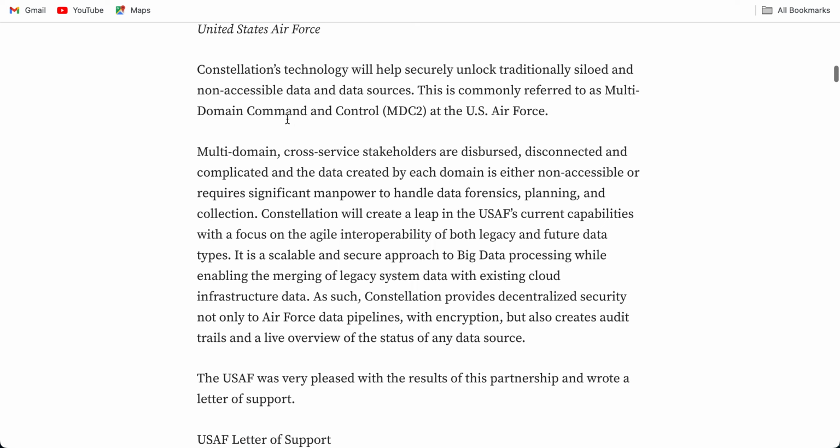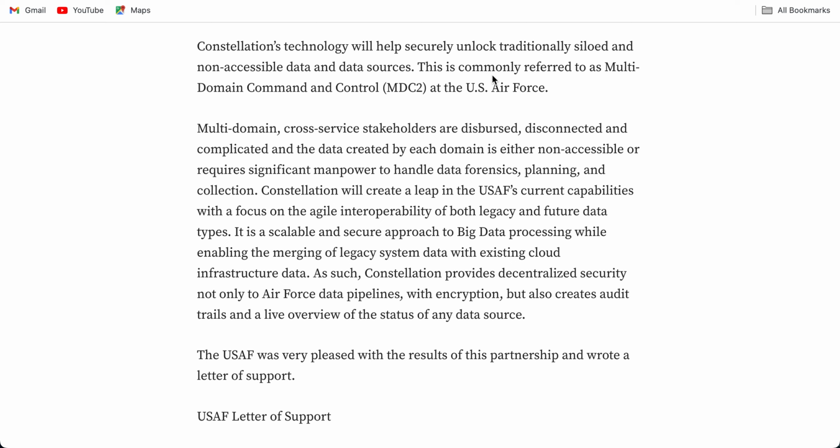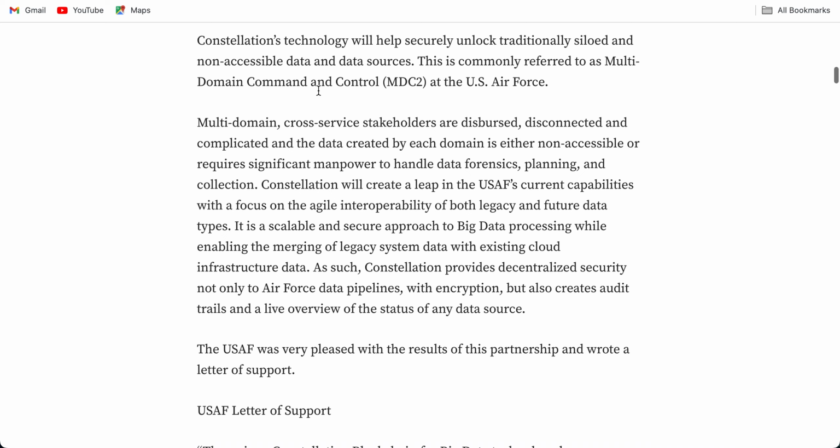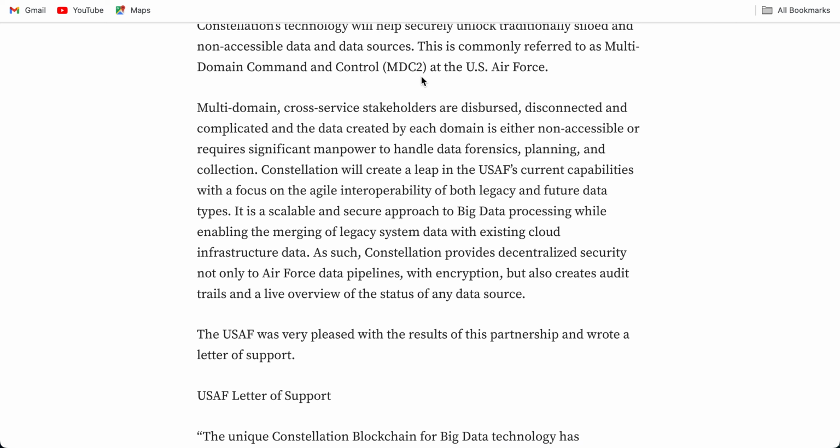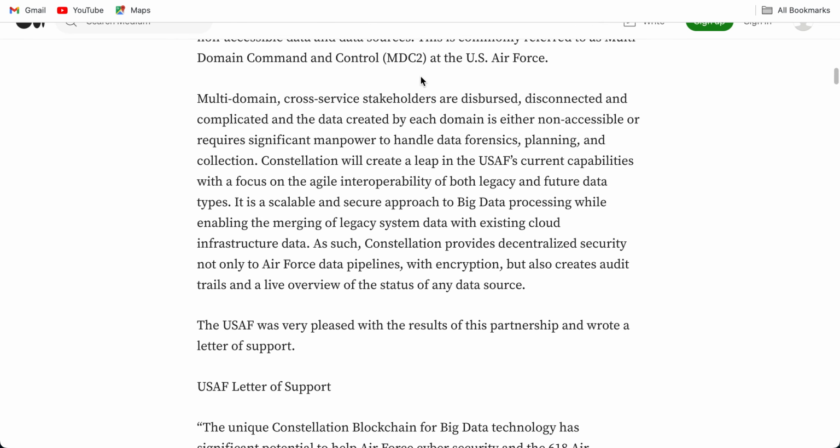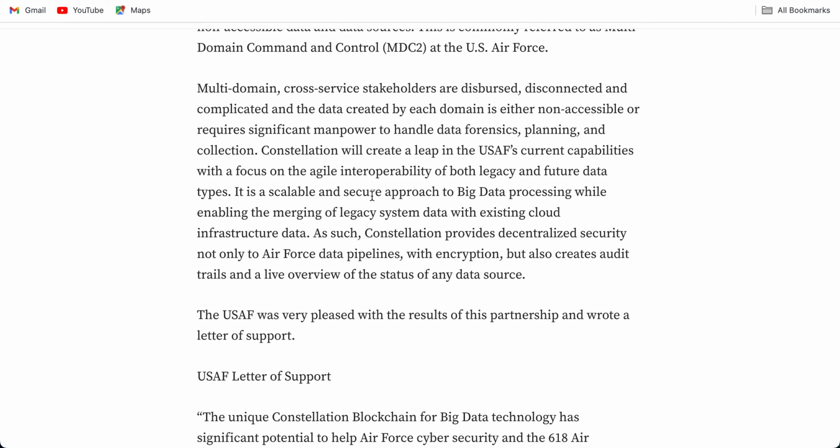Constellation's technology will help securely unlock traditionally siloed. Siloed is basically isolated. The other term, a synonym for siloed, is isolated. And non-accessible data and data sources. This is commonly referred to as multi-domain command and control (MDC2) at the U.S. Air Force. The U.S. Air Force, the Department of Defense, would not use just a random coin for this security or for their real-time use case.